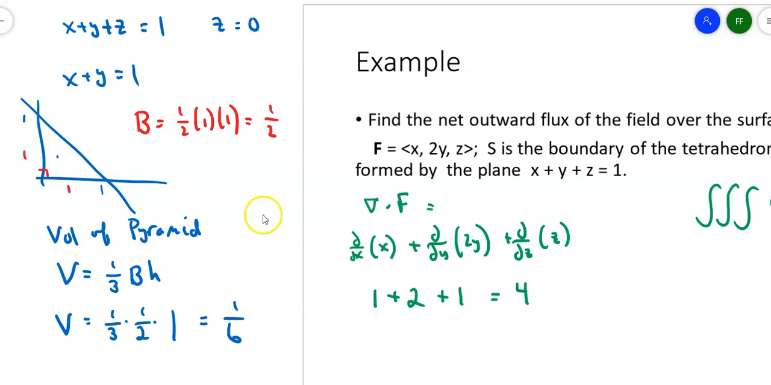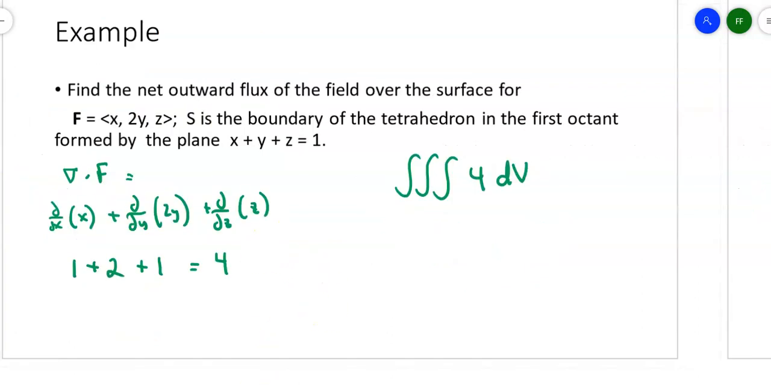And that can save me some time because now I can replace that dV with a 1/6, and I end up with 4 times 1/6. 4/6 is 2/3. So that's the net outward flux, right? More going out than coming in. All right, one more.